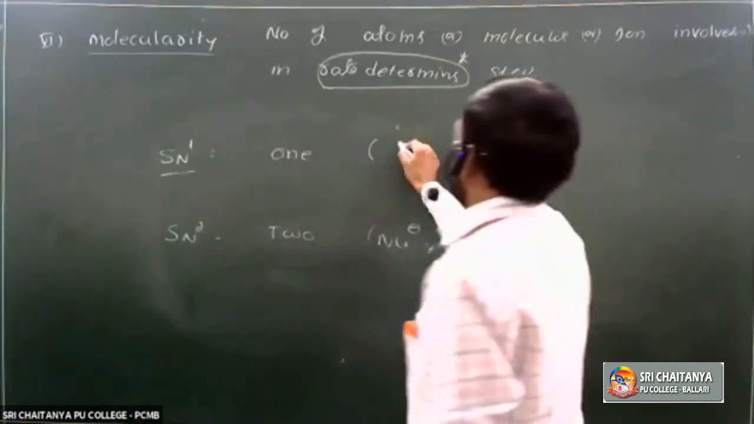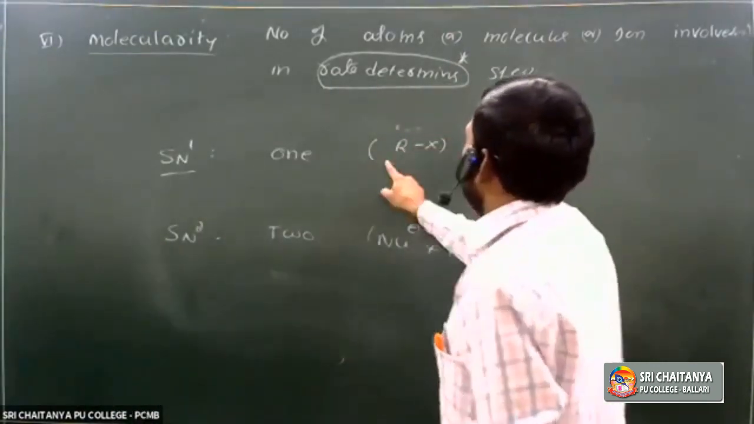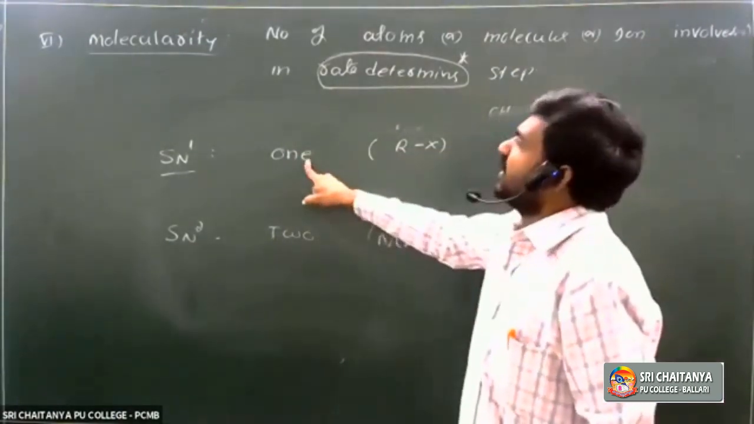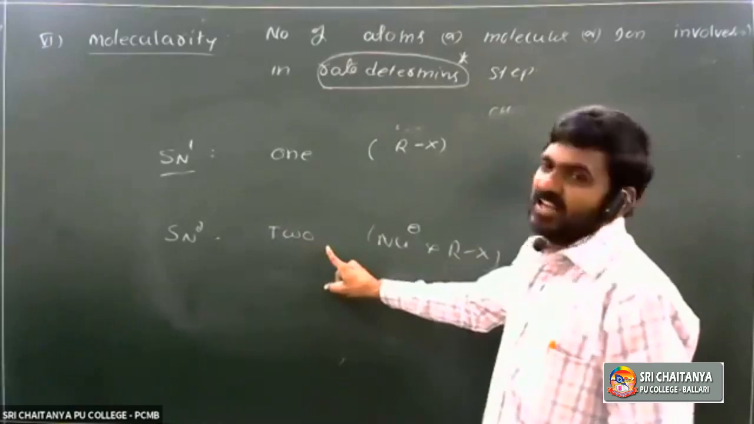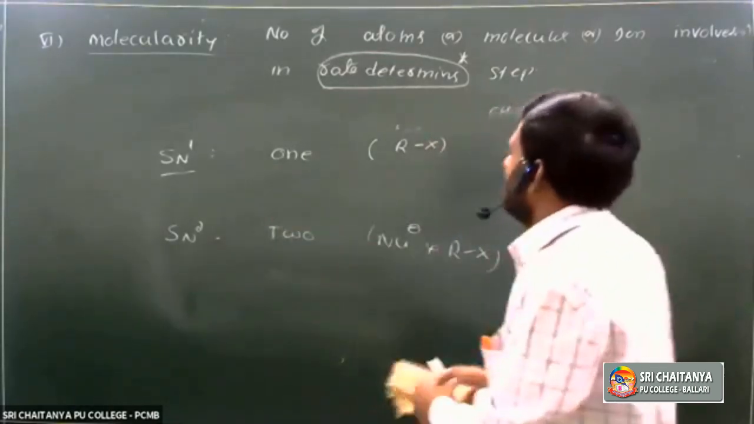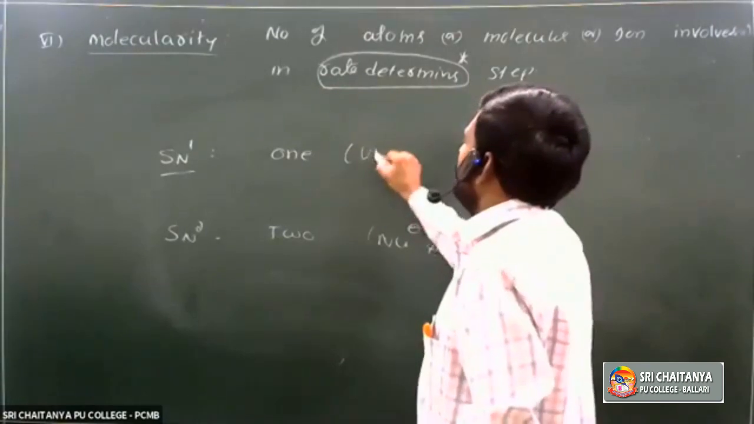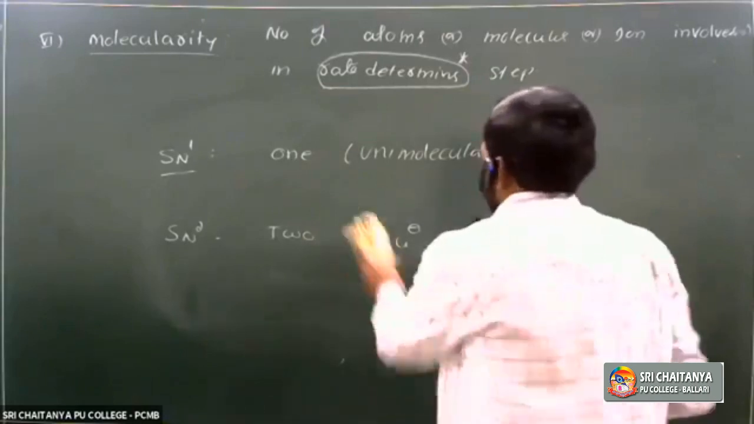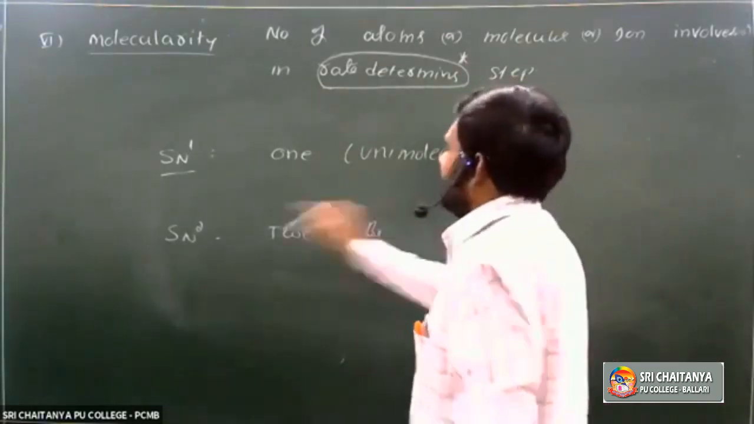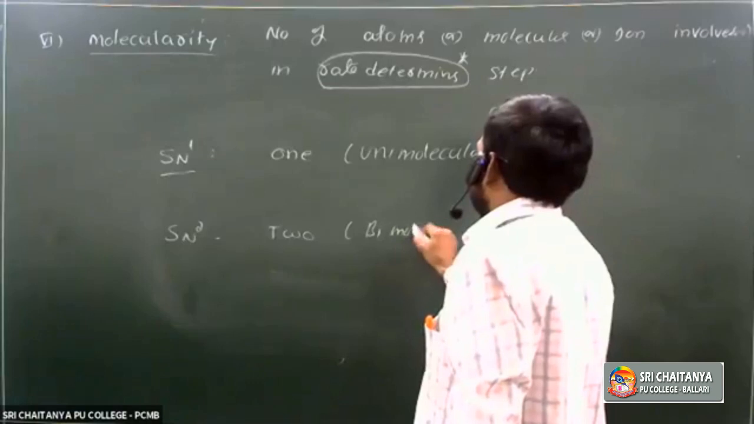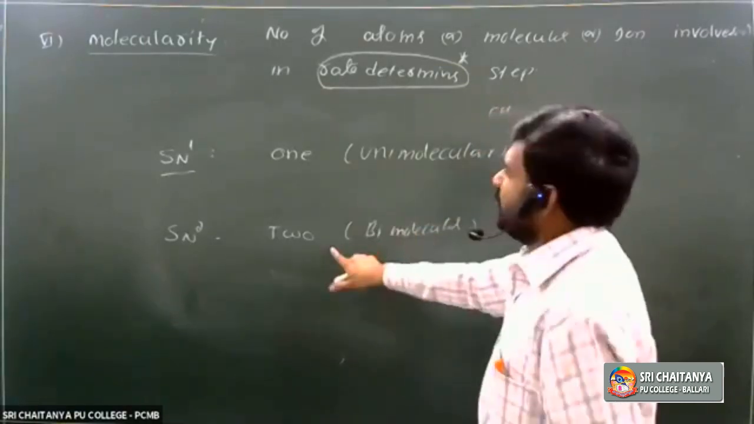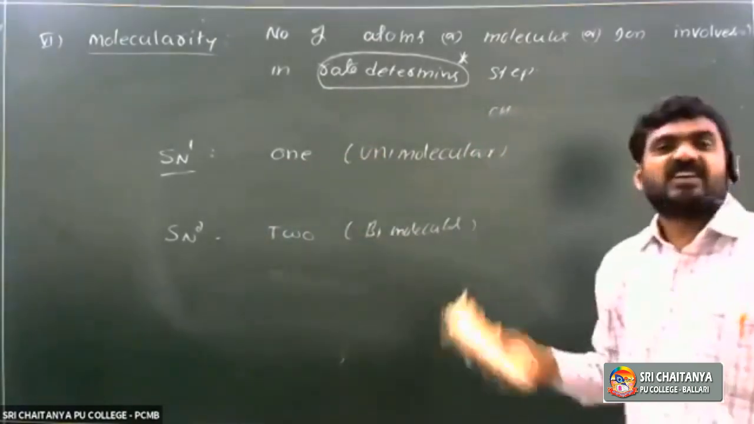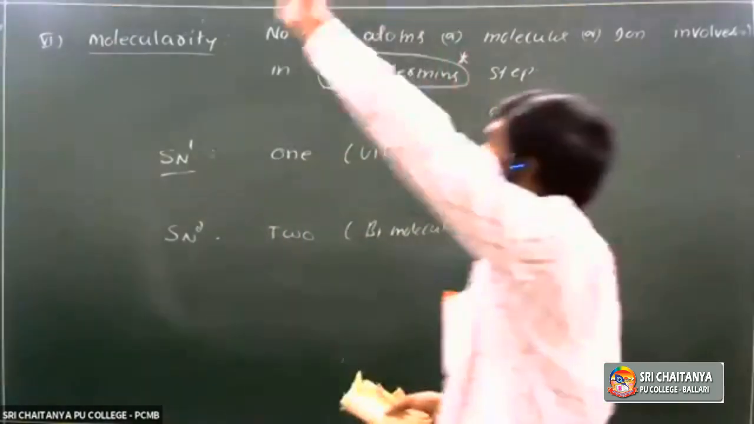Here, molecularity 1 means in the rate determining step, only alkyl halide is involved. So it is a unimolecular reaction. SN2 is a bimolecular reaction. Molecularity 1 indicates unimolecular, hence SN1 is also called unimolecular. Molecularity 2 means bimolecular, so molecularity is 2 in SN2 reaction, and molecularity is 1 in SN1 reaction. Okay, so that is molecularity.